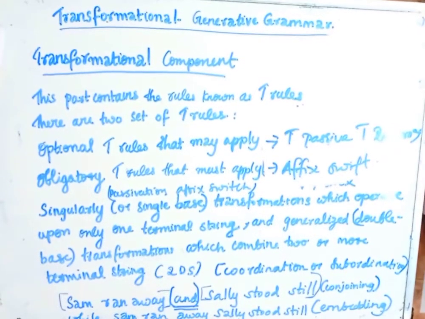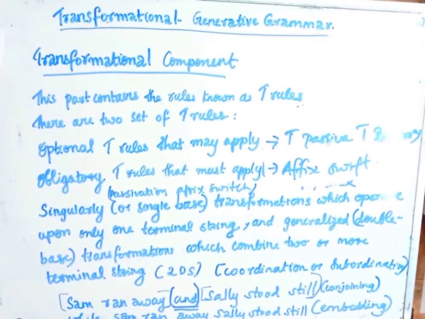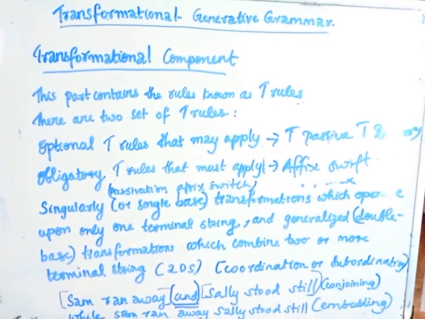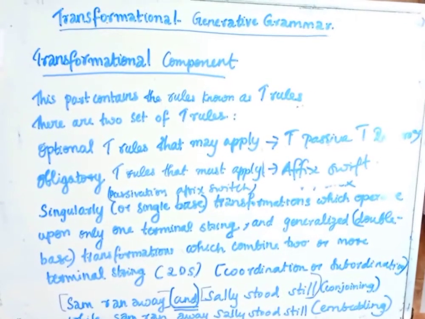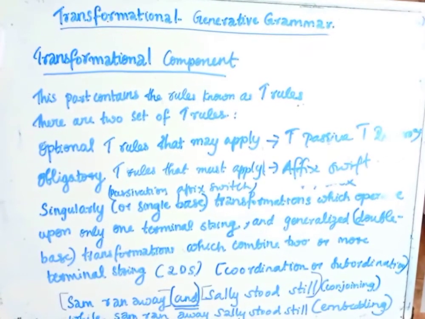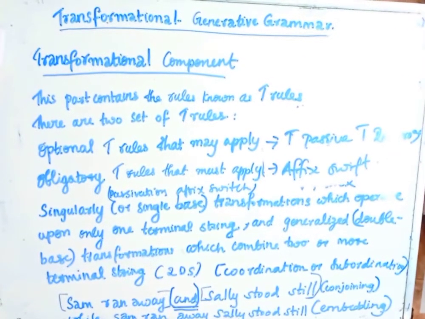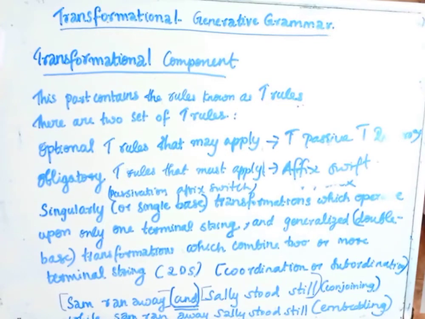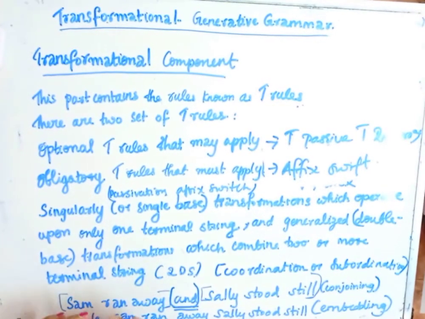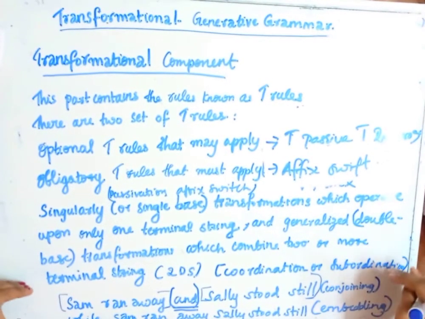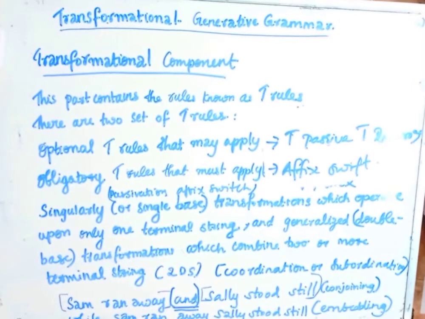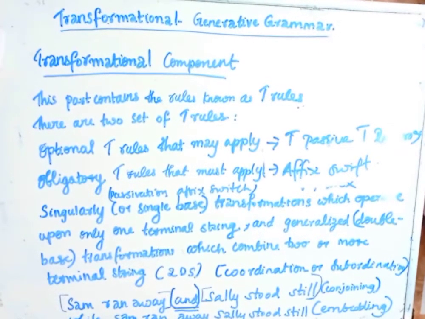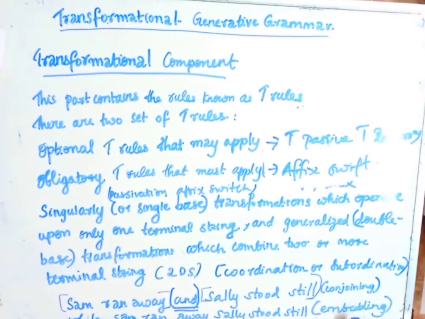So singulary transformations are either optional or obligatory, whereas generalized transformations are optional. They are not obligatory, they are optional, and they are classified into two types. All the generalized double base transformations are classified into two types. One is conjoining and the other is embedding.